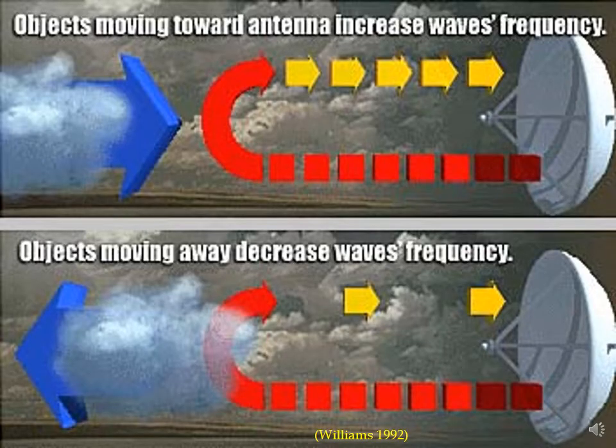The same thing is happening in the atmosphere. We have the transmitter-receiver system from our radar, and it's bouncing that beam off of targets that are in the cloud. If those objects are moving toward the antenna, then it's going to increase the frequency, and if those objects are moving away from the transmitter, then they will decrease the frequency.